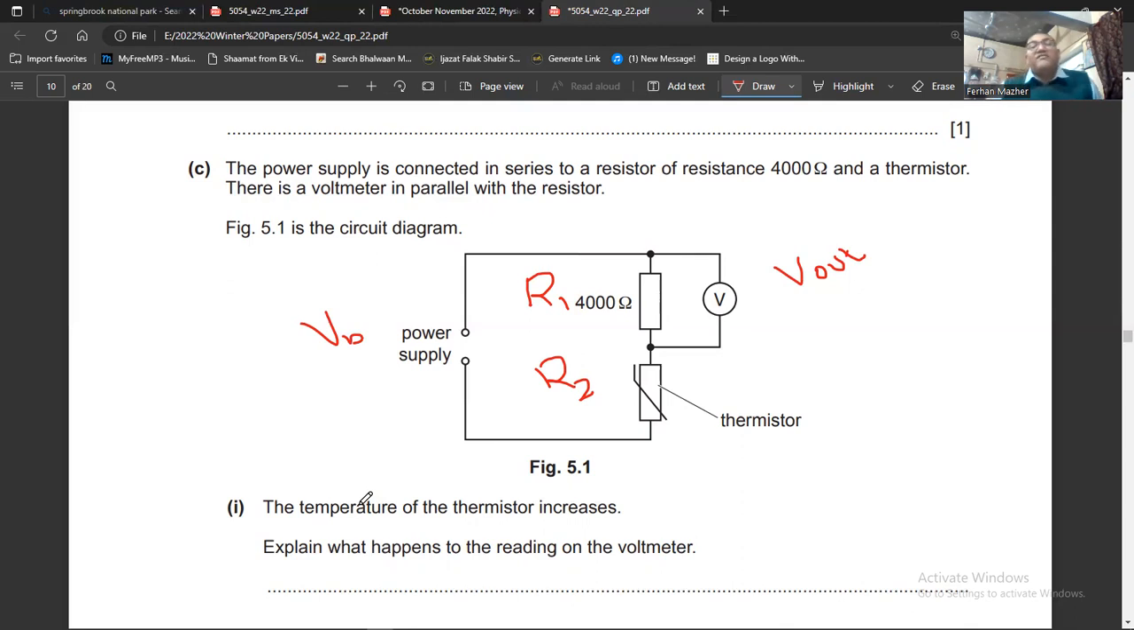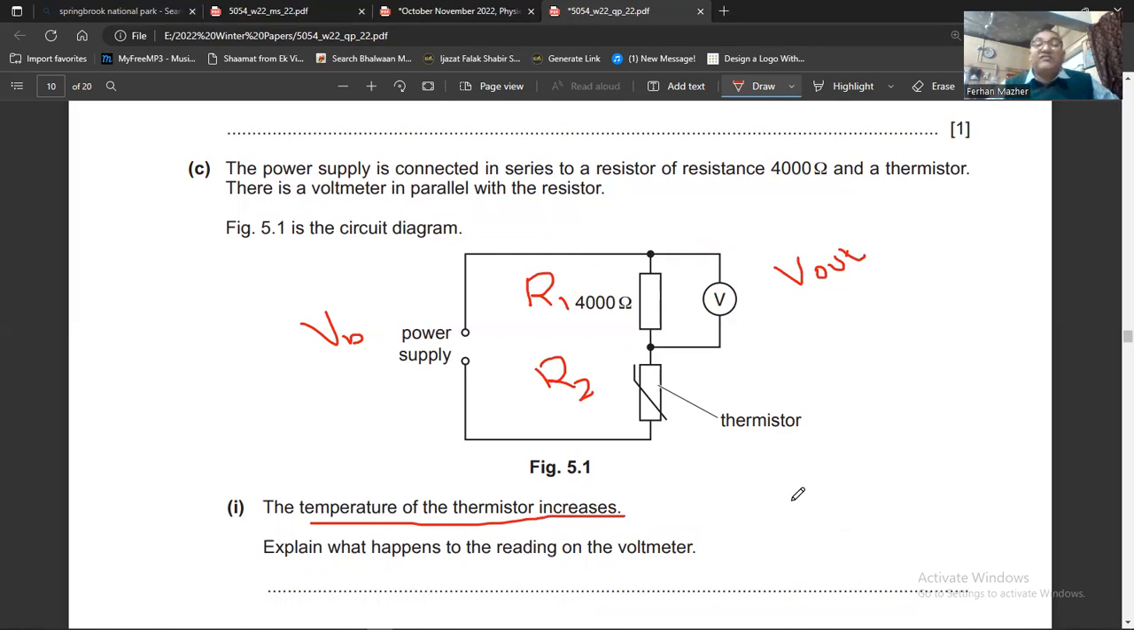You see, when you increase the temperature, the resistance of the thermistor will decrease. So the whole circuit's resistance will decrease. Due to that, a larger amount of current will come out of this battery. So a larger amount of current will flow through this. If you pay attention to R1, the fixed resistor, its resistance is still 4,000 ohm, and now a larger amount of current is flowing through it.